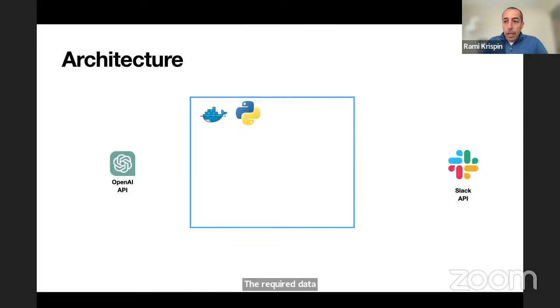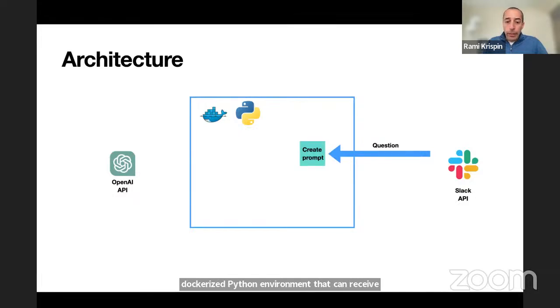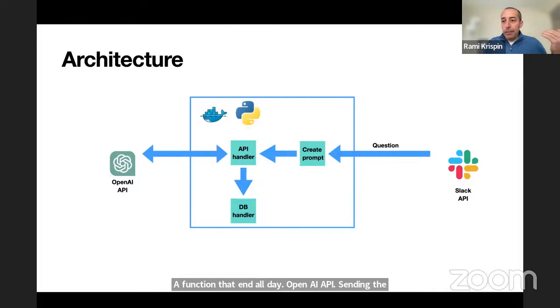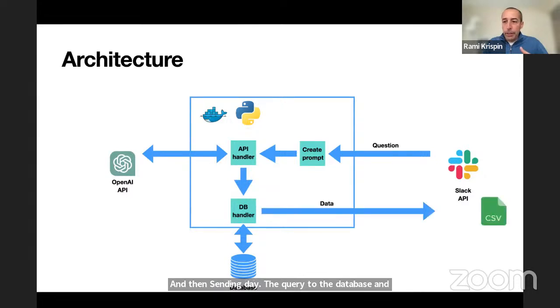So my approach is to create a Dockerized Python environment that can receive questions, generate a function that generates a prompt, a function that handles the OpenAI API, sending the prompt, returning a query, and then sending the query to the database and essentially returning to the user a CSV. So that was the idea. And I was focusing on building the functionality.